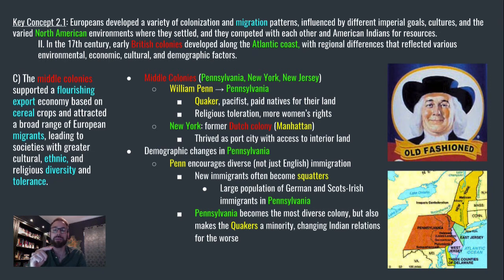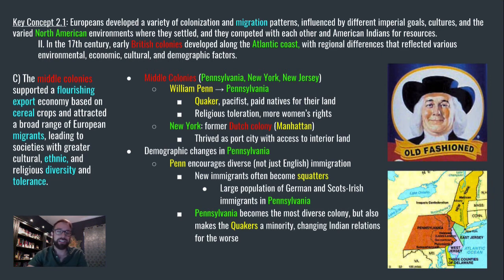But as that happens, the Quakers who founded the colony become a minority, which means that they can't enforce good Indian relations anymore. Remember, they said, we're going to pay for the land, we're going to build a good relationship. That diminishes as these squatters come in and just start taking native land left and right without paying for it.